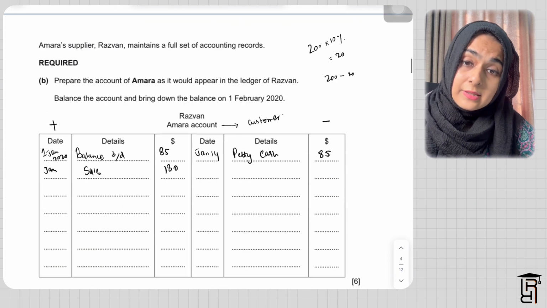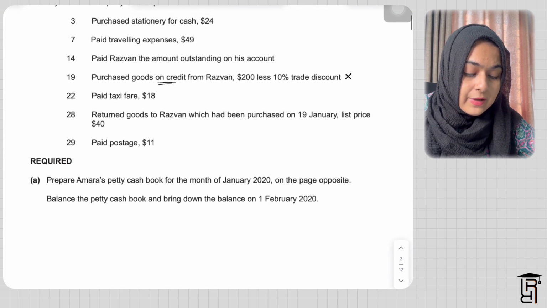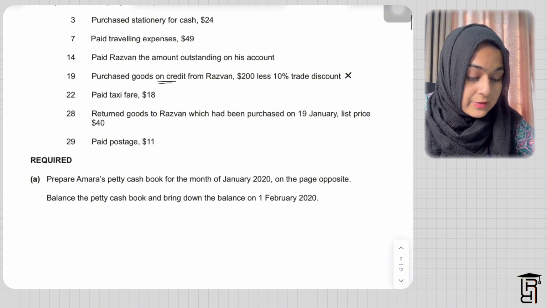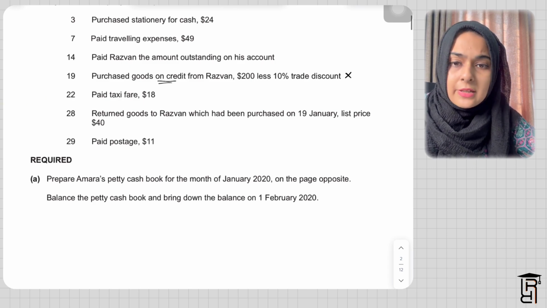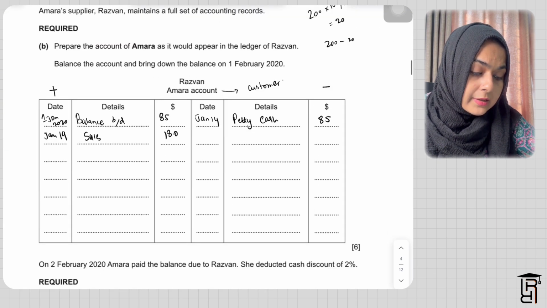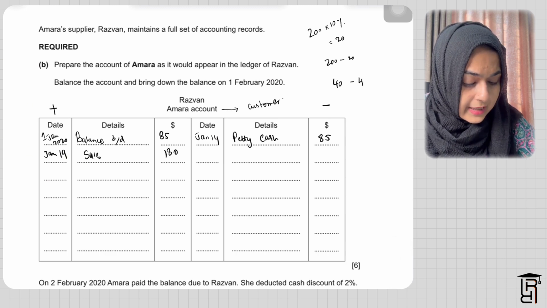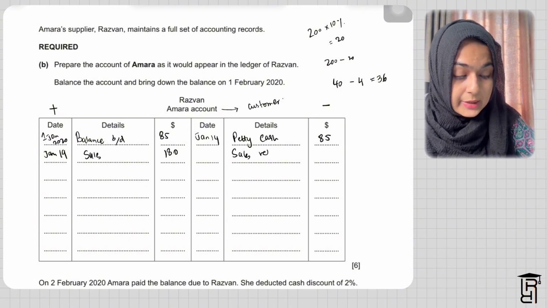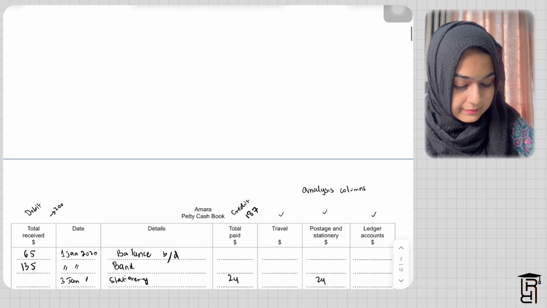And then Amara is also returning goods to Razvan. For Amara, that is purchases returns. For Razvan, it's sales returns. She returned goods to Razvan which had been purchased on 19 January, list price $40. So if list price was 40, then 40 minus $4, the 10% trade discount, means the amount for sales returns will be $36. I'll write here sales returns, $36. The date will be January 28.